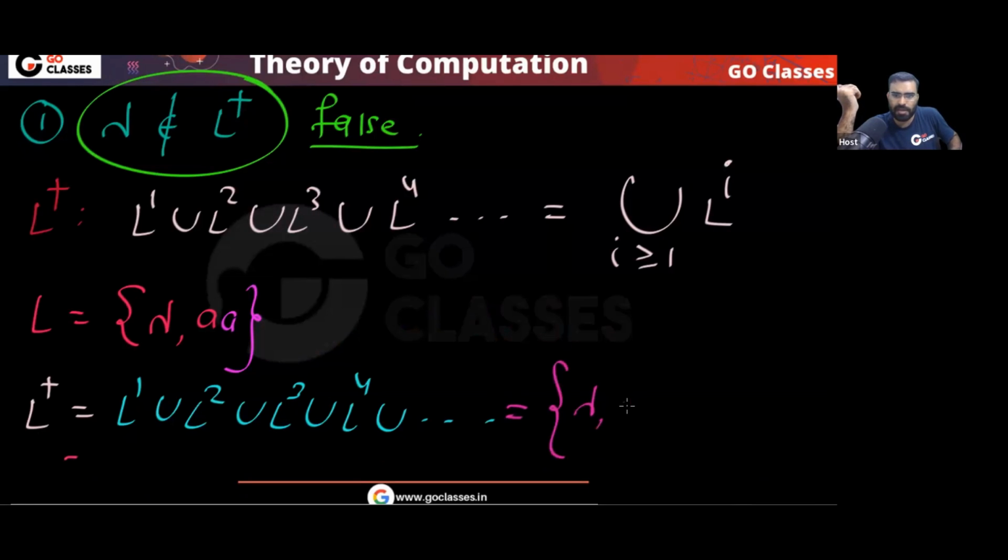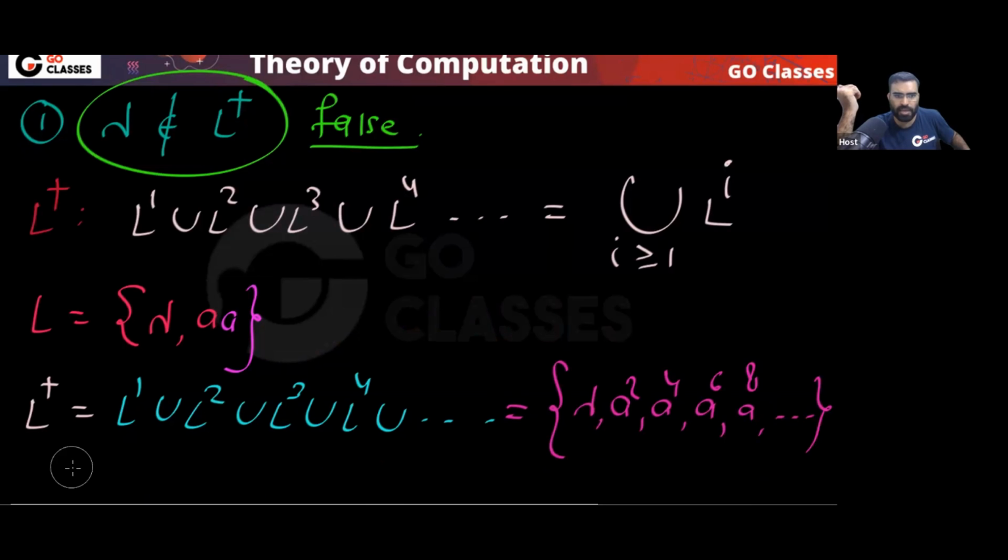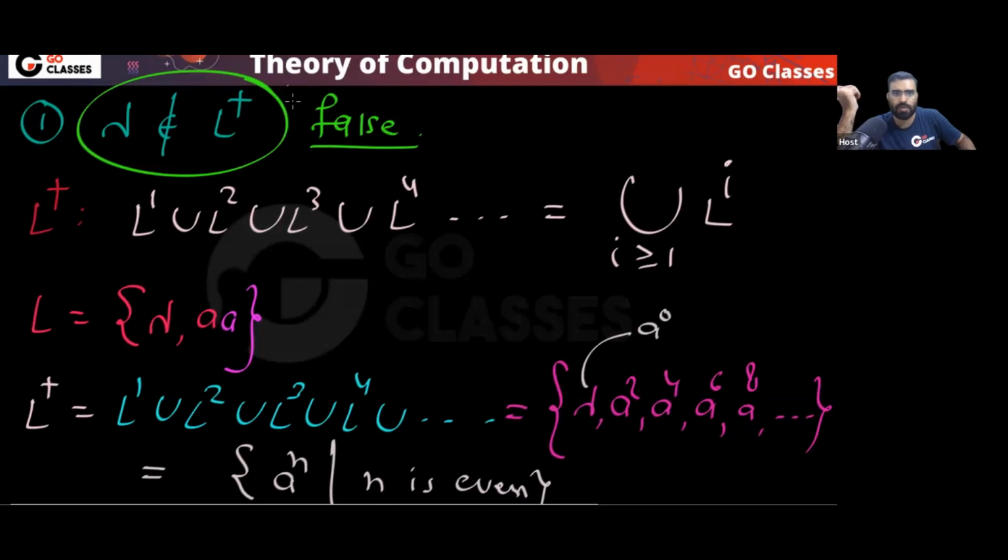You will get lambda, a power 2, a power 4, a power 6, a power 8, and so on. So basically you are getting even powers of a. Yes or no? You are getting a power n where n is even. Remember, this you can write as a power 0. Is this point clear? Simple, right?